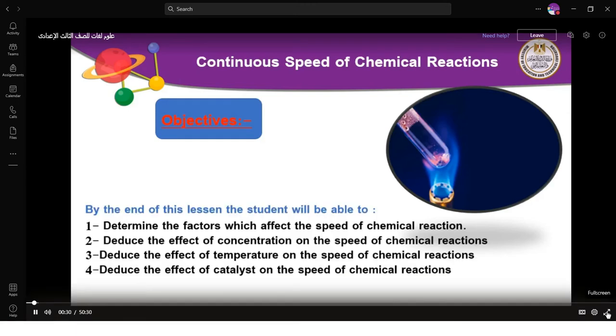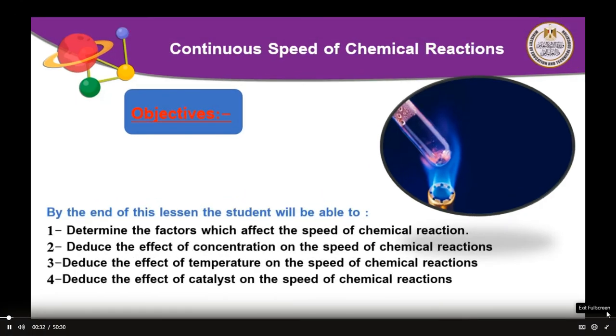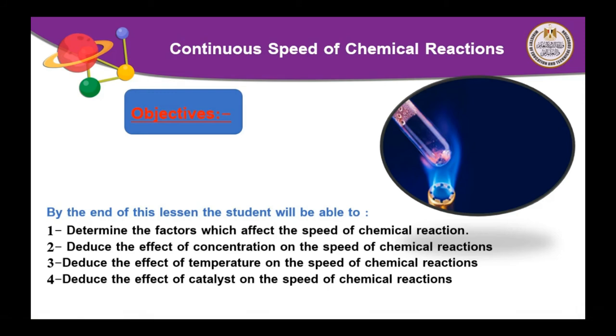Number 1, determine the factors which affect the speed of the chemical reaction. In the previous part, we talked about one of these factors that is called nature of reactant. Second objective, deduce the effect of concentration on the speed of the chemical reaction. Deduce the effect of temperature on the speed of the chemical reaction. Deduce the effect of catalyst on the speed of the chemical reaction.